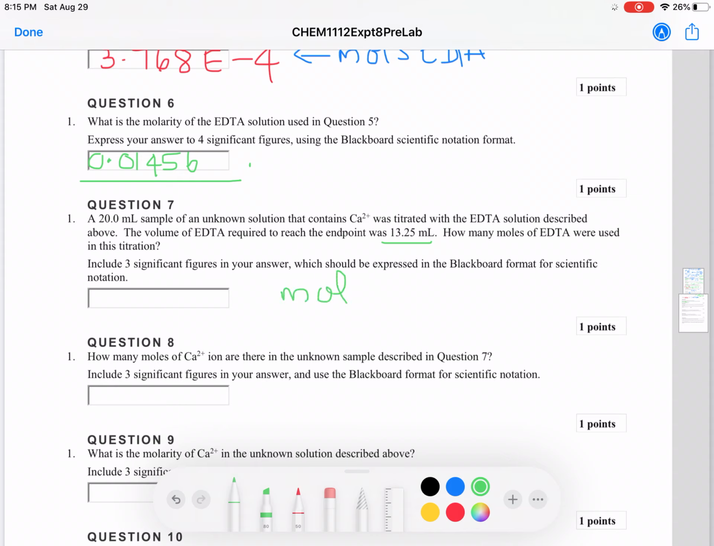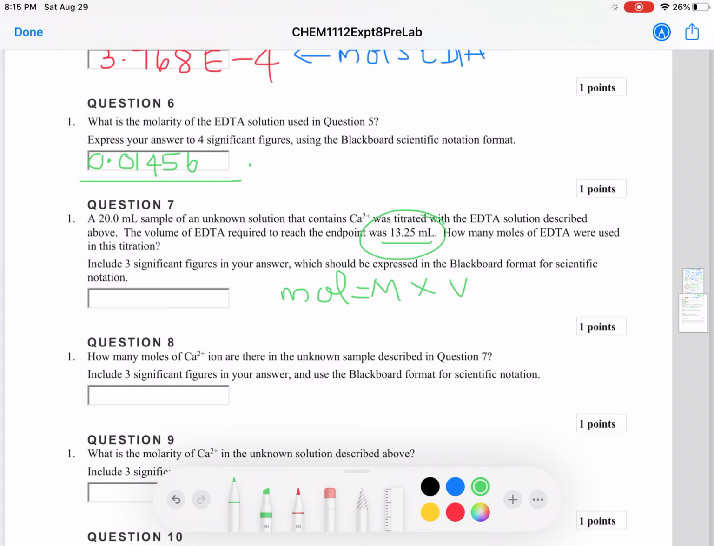So the moles are going to be molarity times the volume. So molarity is this number, 0.01456, and then the volume is this number. You want to make sure that you convert it to liters and you find the number of moles. Okay, can you do that, or do you want me to show how to do that?